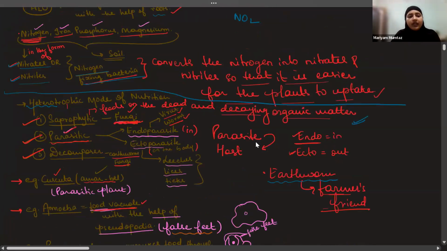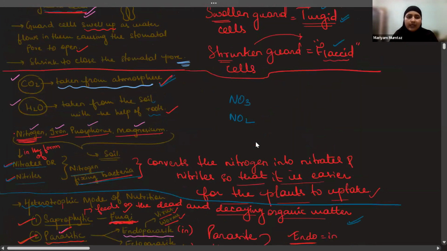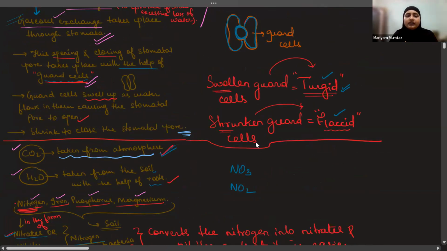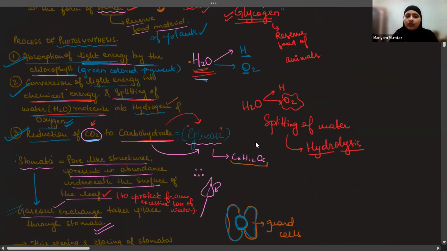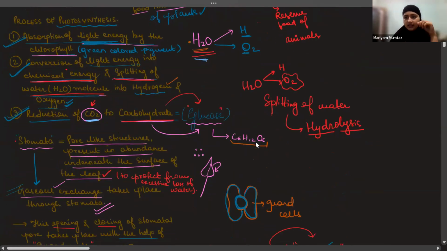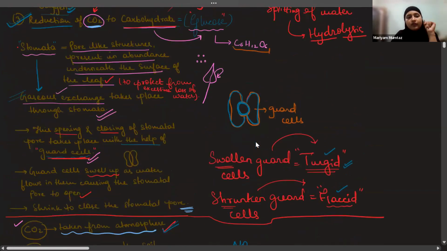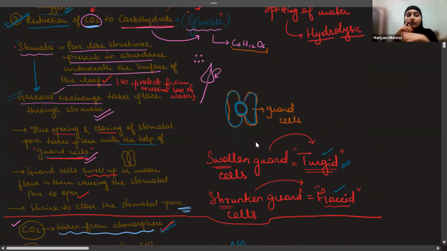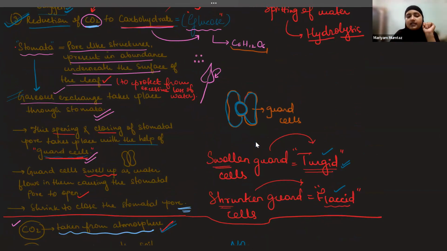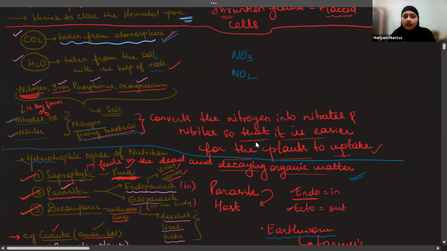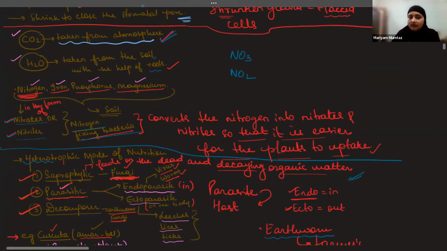Okay, so to quickly revise what we have done in the previous class, we have seen what the process of photosynthesis is, under the autotrophic nutrition. Then we have also seen how the stomatal opening and closing is regulated with the help of guard cells. Now, have I done the part on where the minerals are taken in? Yes, ma'am, it's also there.